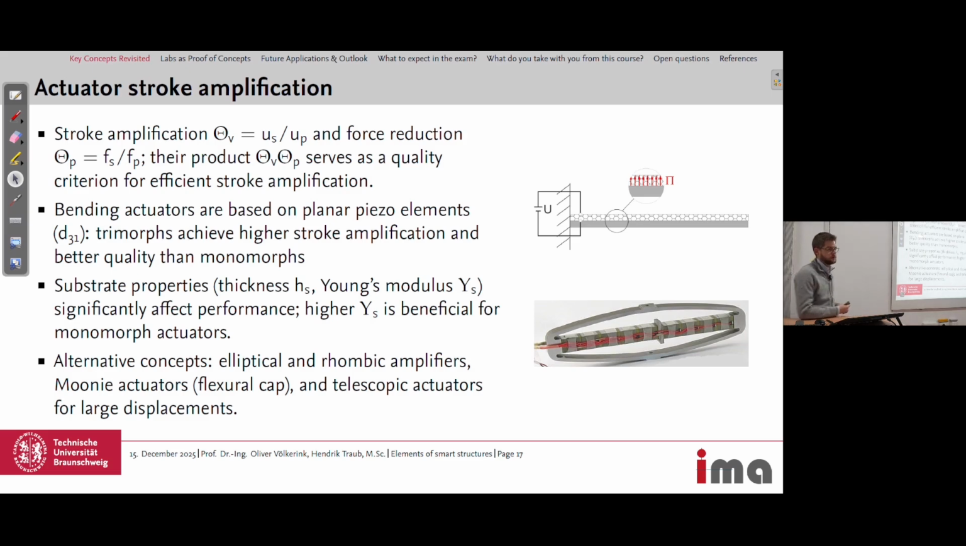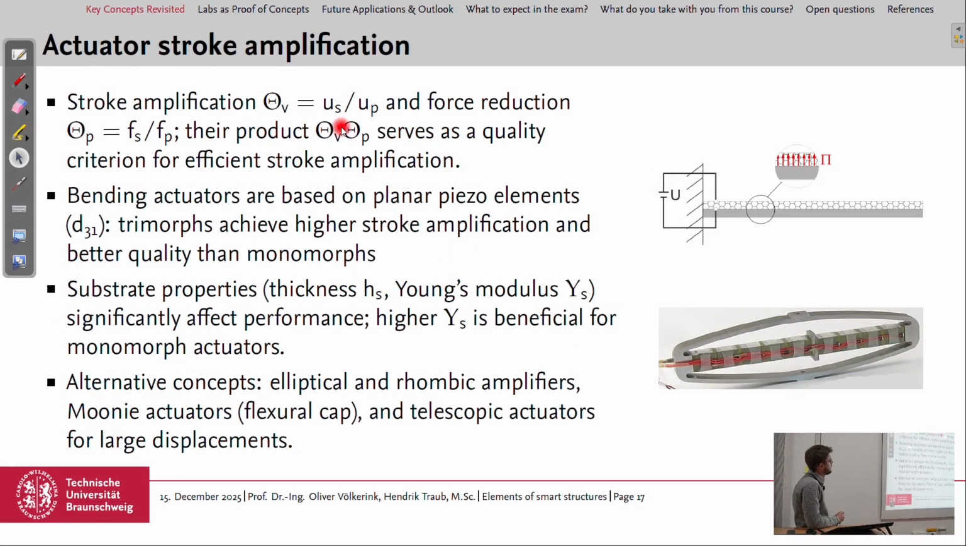Then we moved on to actuator stroke amplification, defined a stroke amplification factor, which is the free displacement of the system which amplifies the stroke, divided by the free displacement of the piezo monolith. And we also defined the force reduction factor, where we had a look at the blocking force the system is able to achieve compared to the blocking force of the pure piezo monolith. And the product of both serves us as a quality criterion for the efficiency of the stroke amplification.